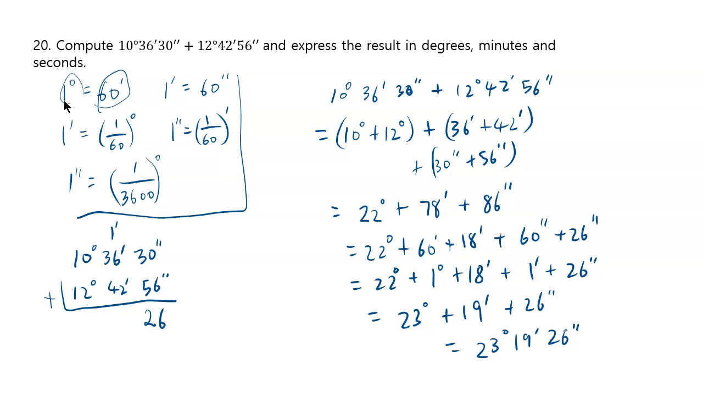1 plus 6 plus 2 will be 9. 3 plus 4, that's above 60 again. So 70 is 60 plus 10, so leave the 10, and the 60 will become 1 degree. So when you add them, you're going to get 3 and 23. So you get the same answer this way, and this is the faster way.